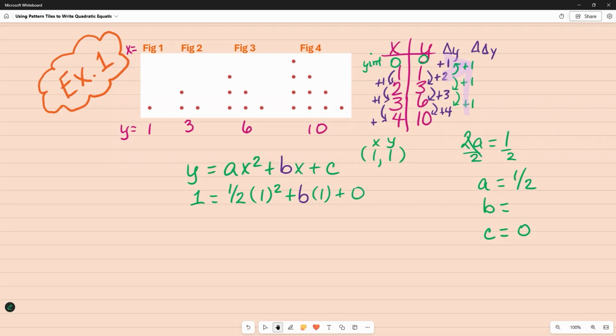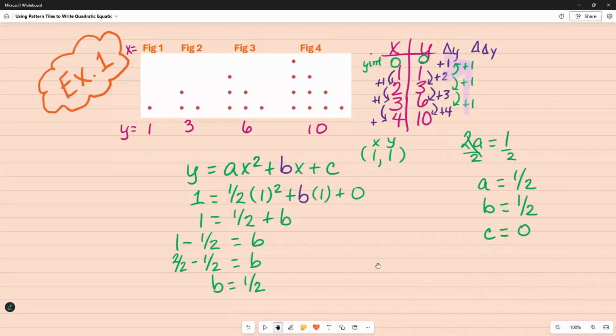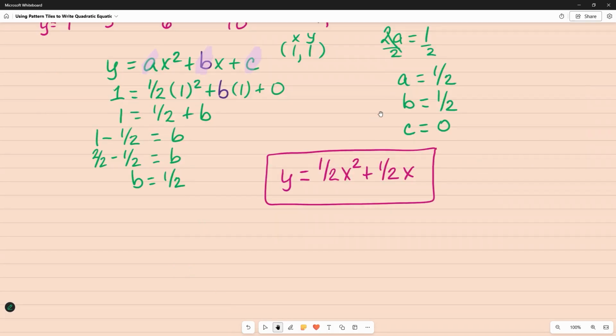So now I'm just going to simplify and then subtract 1/2 on both sides. So 2 divided by 2 is equivalent to 1. So 2 minus 1 is 1, and then we keep the denominator of 2. So therefore, b is still going to be 1/2. Now that you have your a, b, and your c, you're just going to write your equation. A was 1/2. B was also 1/2. There's not a C, so we don't have to include that part.